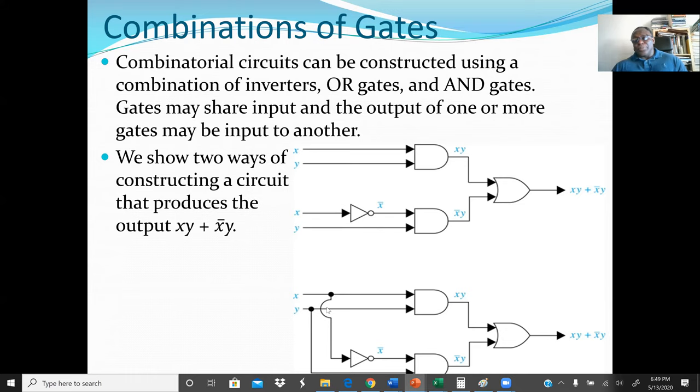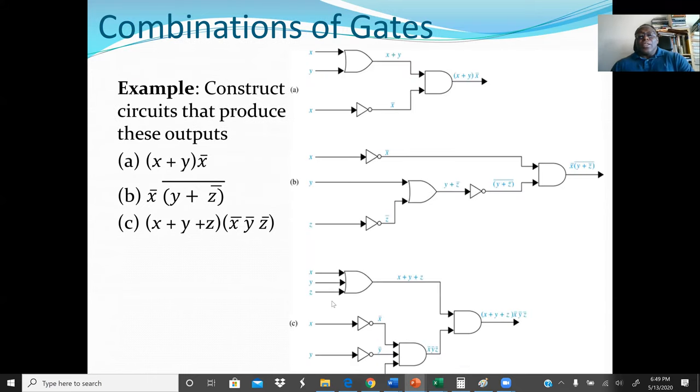That's the difference. So here again, we have an example. They say we should construct a circuit that produces this output. So I need a circuit that will give me S plus Y times S invert. When I look at this circuit expression, I know I will need two gates. For addition, I need the OR gate. For multiplication, I need the AND gate. But the S is also inverted, so that means I will need one more gate, a NOT gate.